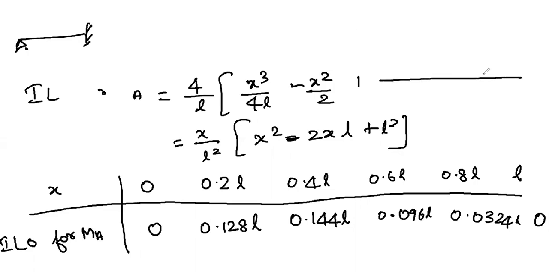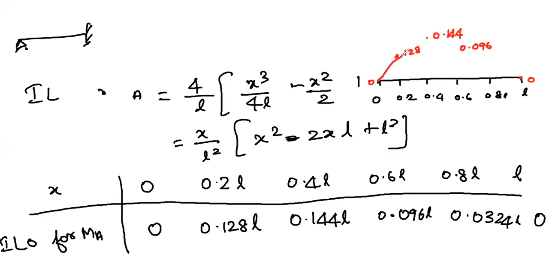See, I have drawn the graph here. This is 0. Here it is 0.2L, 0.4L, 0.6L, 0.8L, and here it is L. When x equals 0, the influence line ordinate is also 0. When x equals L, the influence line ordinate value is 0. When x equals 0.2L, it is 0.128. Here it is 0.144. Again, it gets reduced here to 0.096.